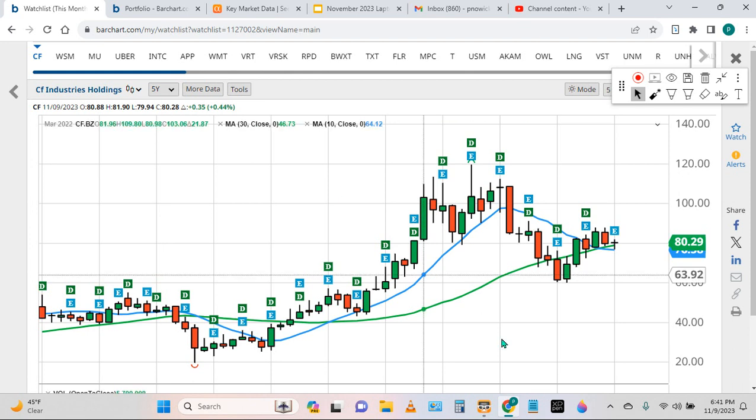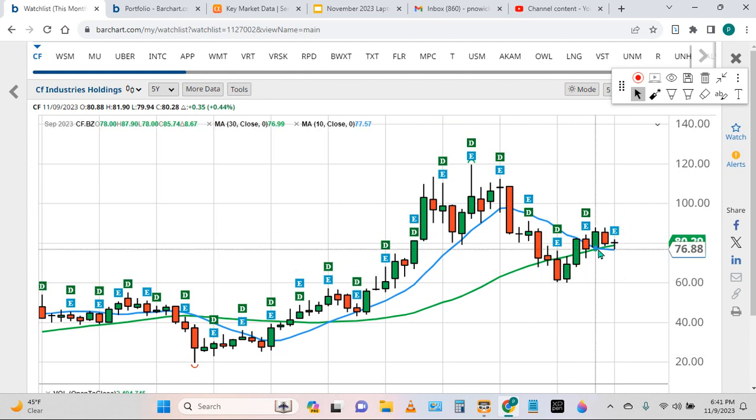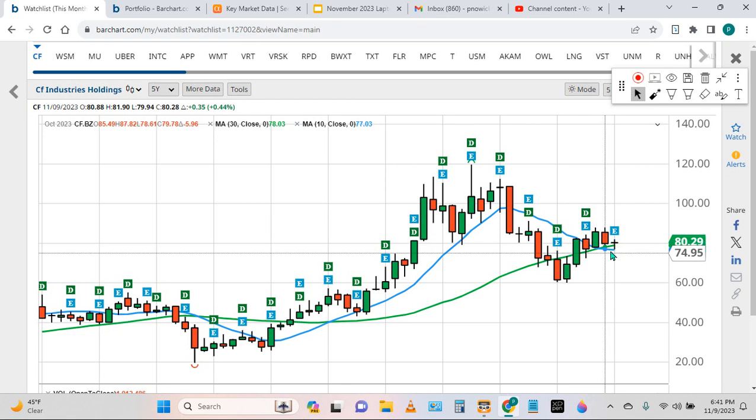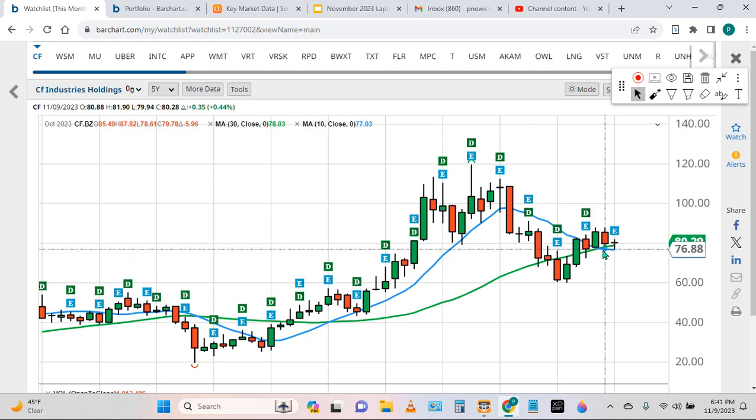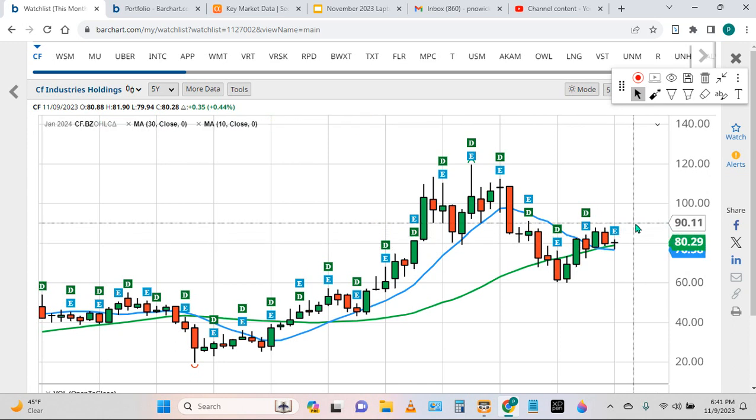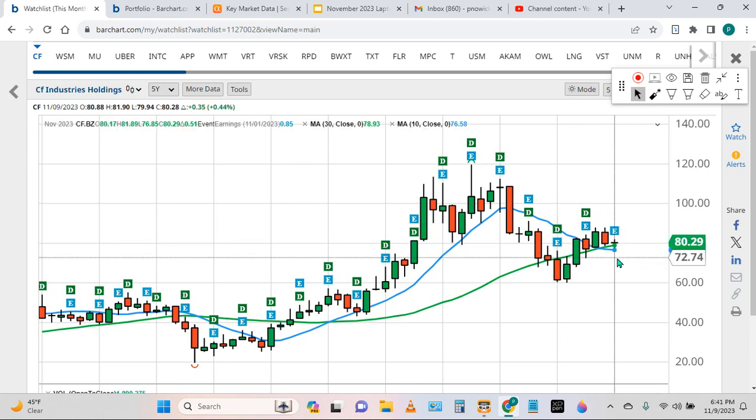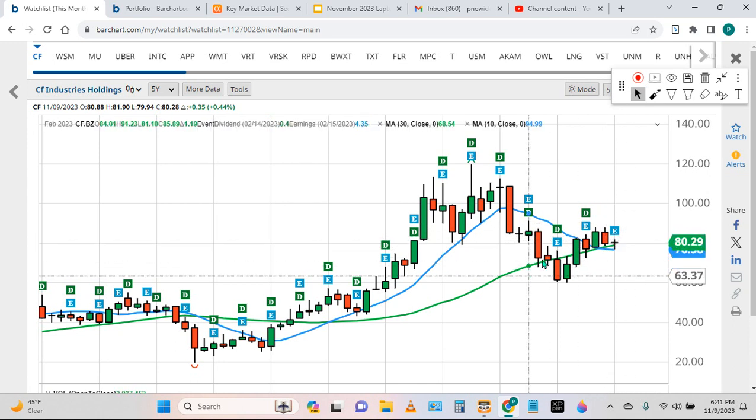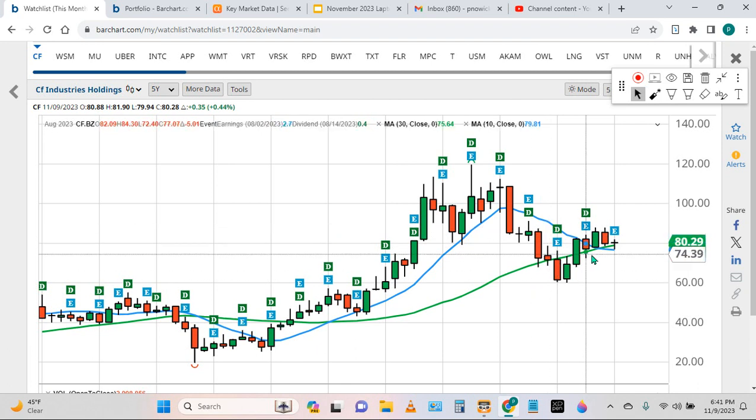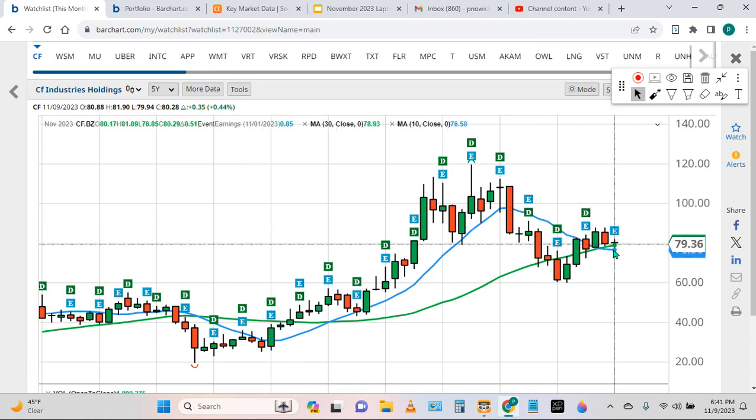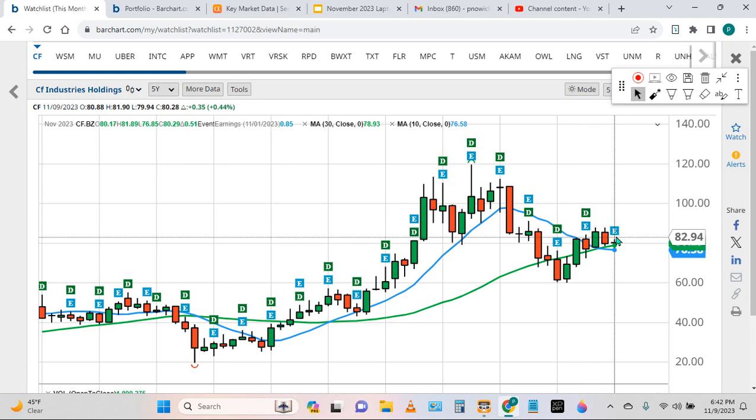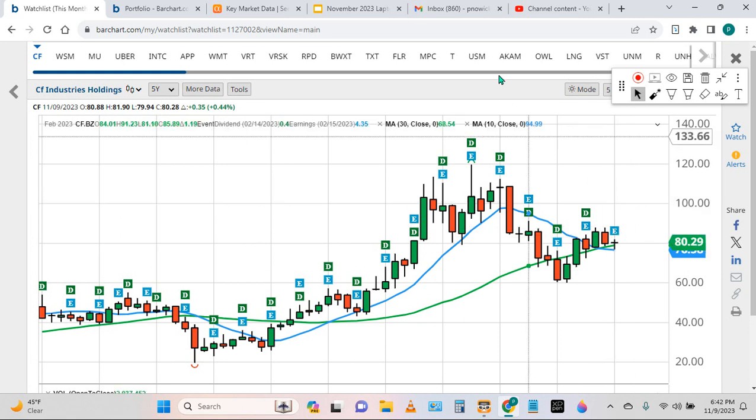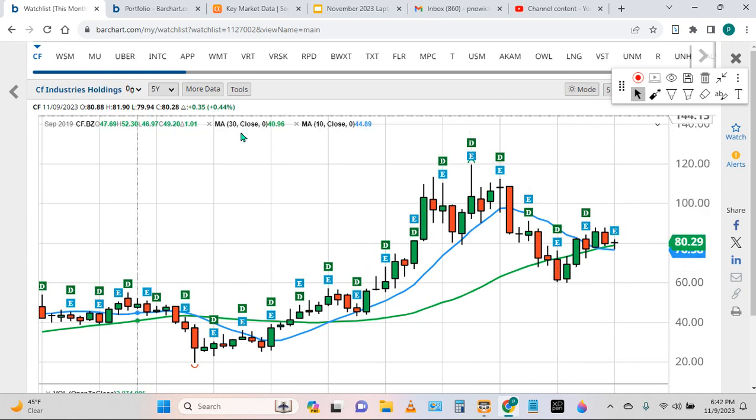CF has participated in the rally this year. Recently, has looked kind of weak. Is following this longer-term moving average up. Price has actually caught up to this shorter-term blue moving average. And if this can turn up, I like CF. I definitely like CF to go back up over $100. We need a little more evidence on that.